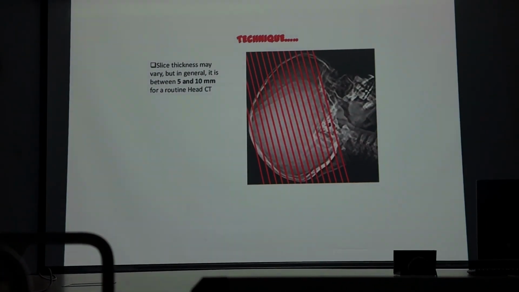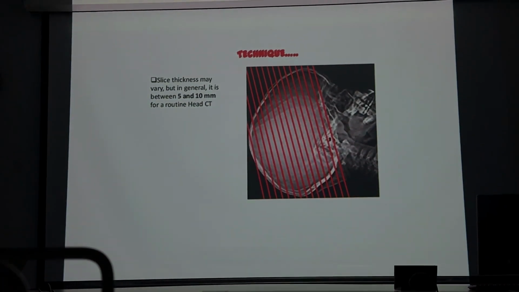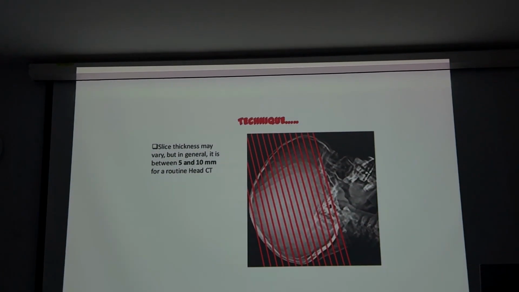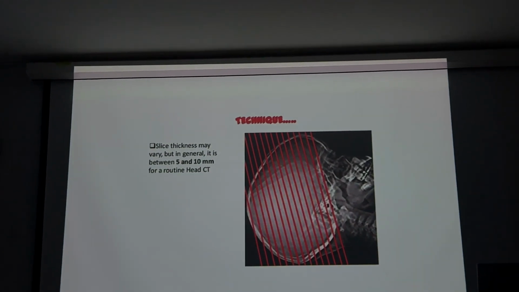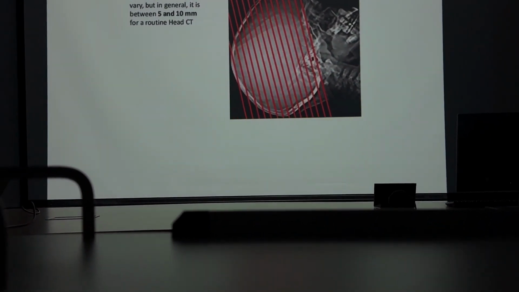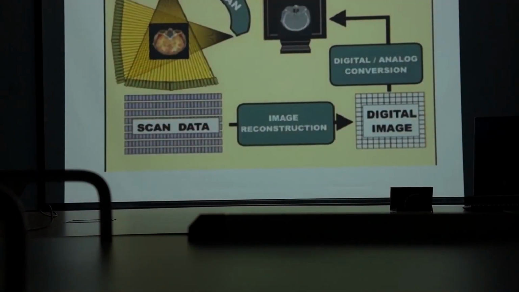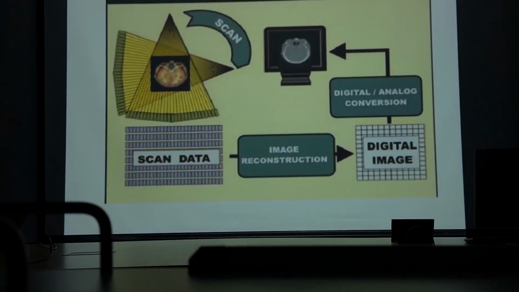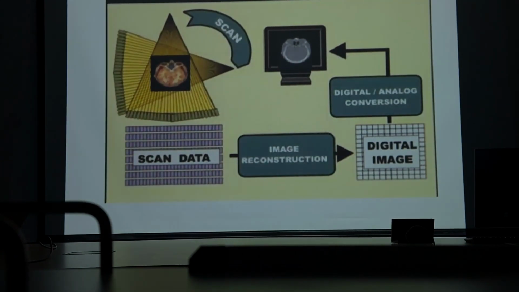And usually we take cuts to cover the area of interest. These cuts range from high resolution 0.5 mm cuts to 10 mm or even more if needed. And this is a simple scheme of the process of X-ray and CT scan, where image reconstruction is followed by a digitalized image and comes to a true image on the screen.